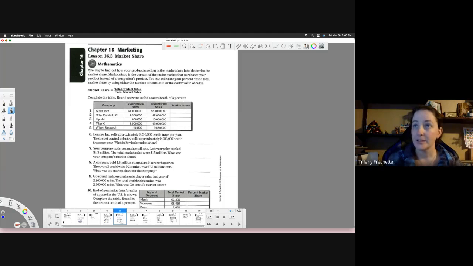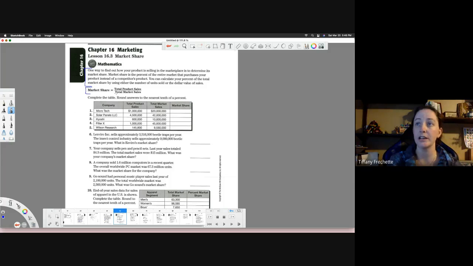All right, so let's go ahead and read our summary here. So one way to find out how your product is selling in the marketplace is to determine its market share. Market share is the percent of the entire market that purchases your product instead of a competitor's product. You can calculate your percent of the total market share by using either the number of units sold or the dollar value of the sales. And then they give us our little formula here.